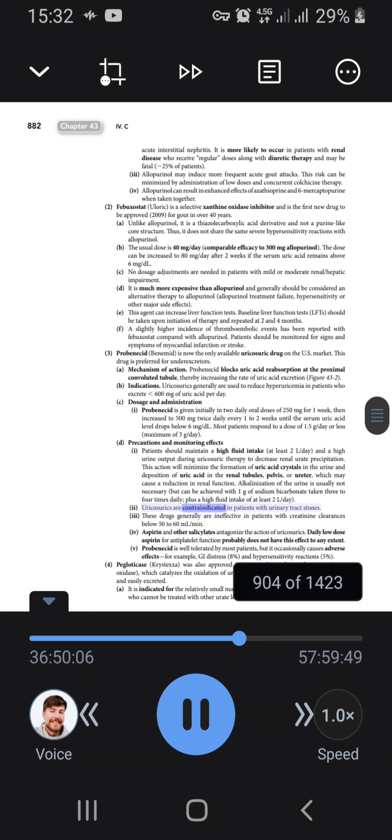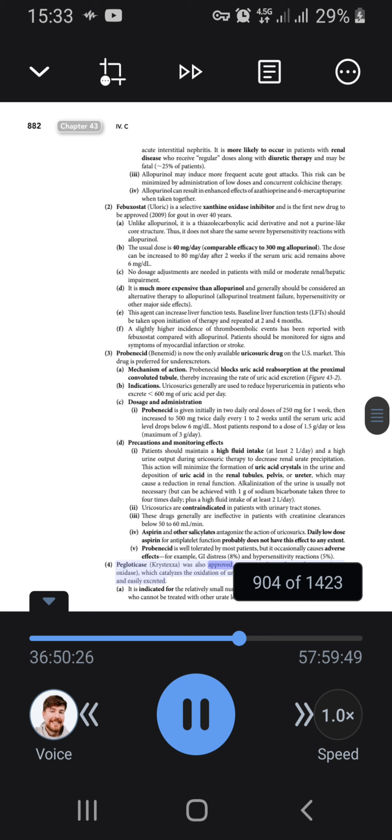Uricosurics are contraindicated in patients with urinary tract stones. These drugs generally are ineffective in patients with creatinine clearances below 50 to 60 milliliters/min. Aspirin and other salicylates antagonize the action of uricosurics. Daily low-dose aspirin for antiplatelet function probably does not have this effect to any extent. Probenecid is well tolerated by most patients, but it occasionally causes adverse effects. For example, GI distress 8% and hypersensitivity reactions 5%.